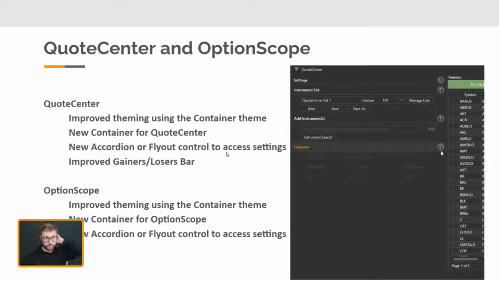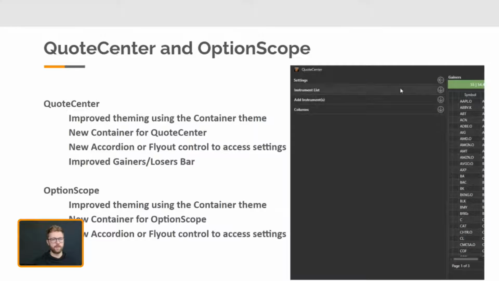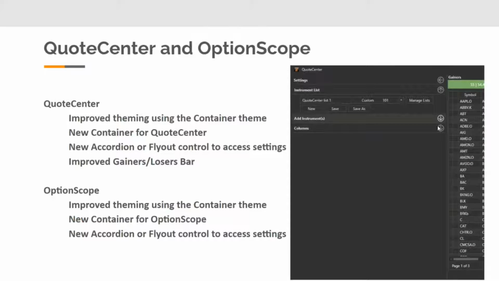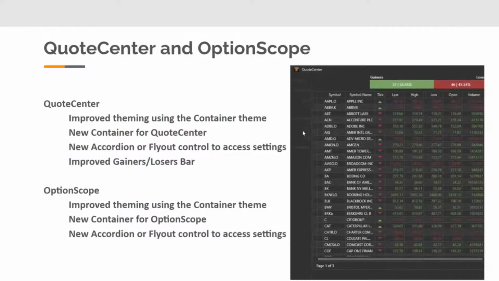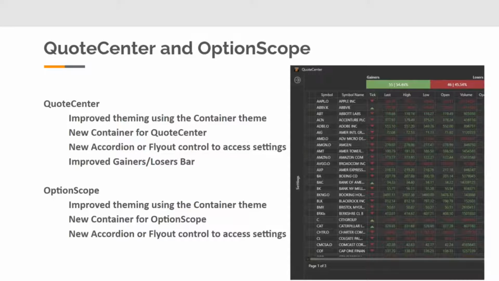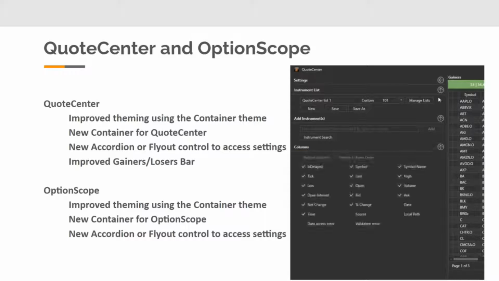This I won't really go into, but we did enhancements on the quote center and the option scope. As you can see in this little animation here, we have made it to where the quote center's options has that fly out menu. So it's just cleaner when you put it away and overall better, right? And then we've also improved the gainers and losers bar as well. And then the option scope, we improved the theming, using the container theme. And there's a whole new container for the option scope, plus new accordion fly out controls as well. So those got improvements. We also worked on those.